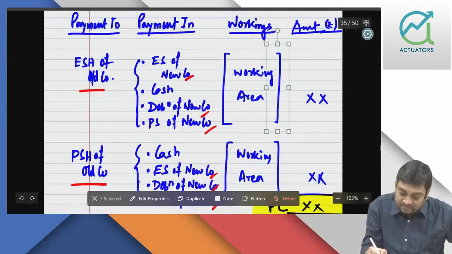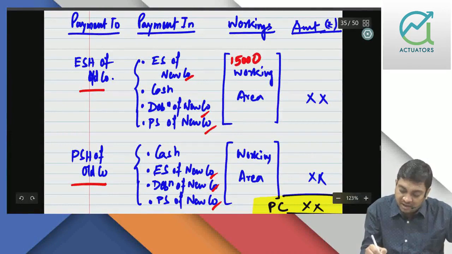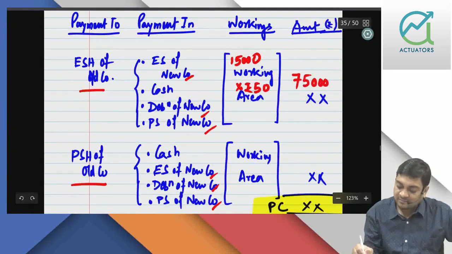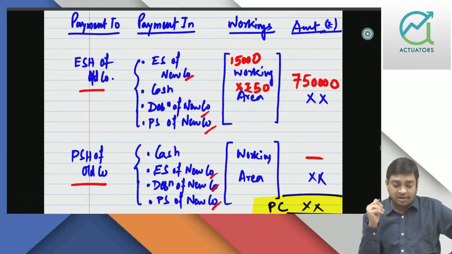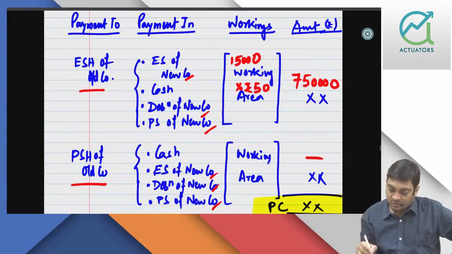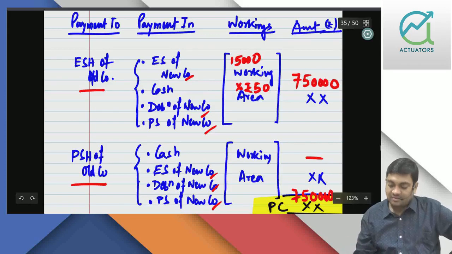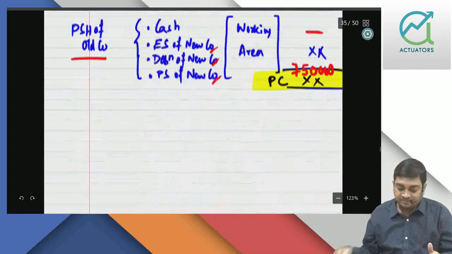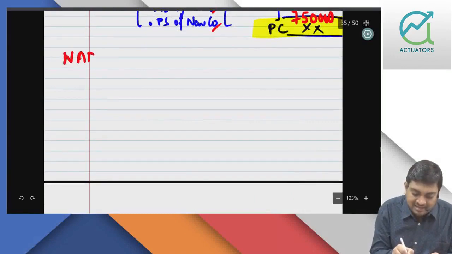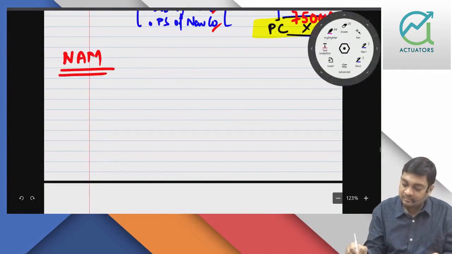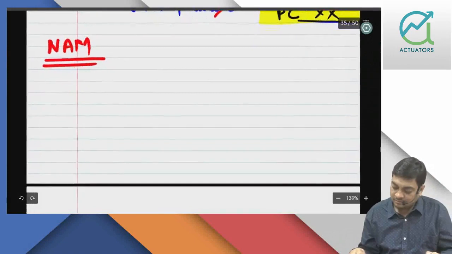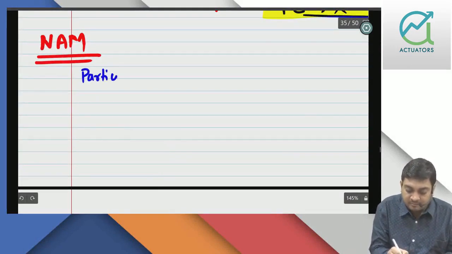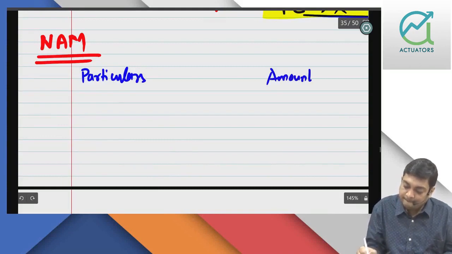Like in case one, in the working area I will show 15,000 shares into rupees 50. In that sum, there was no preference shareholder in old company. So we got PC 7,50,000. Right? This will be covered in detail in the very next session. How do you calculate under net asset method? Particulars, amount.